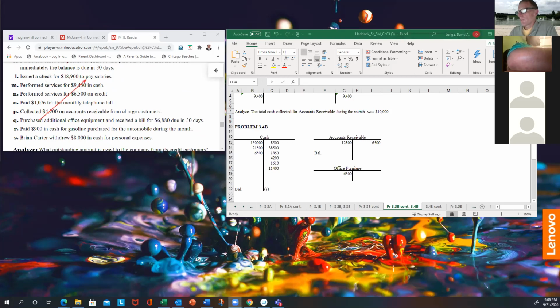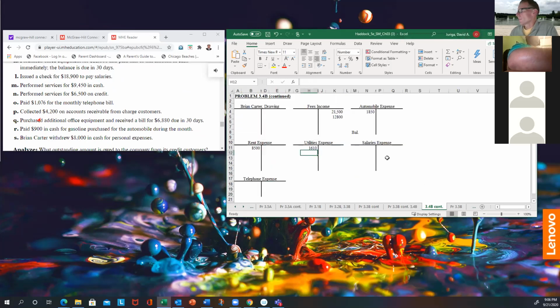Issue check to pay salaries. Again, another repeat transaction we've seen already tonight. Issue check means cash. Salaries is going to be an expense. So if I go to cash, I'm going to say debit or credit. It decreases. Cash decreases. Decrease, which means credit. And then your salaries expense has to be debited.